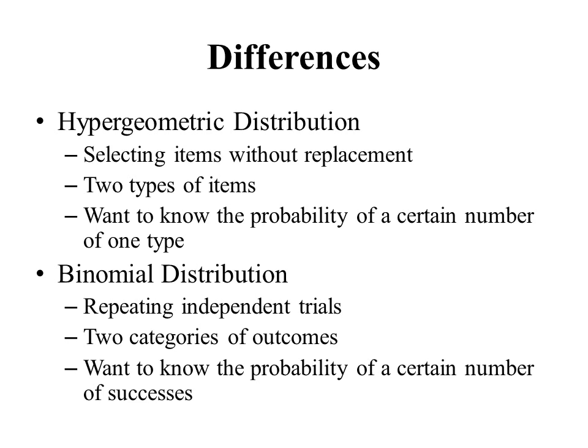And so again, these two types of distributions are similar. To determine which one to use, ask yourself, am I selecting items or am I repeating independent trials? If I'm selecting items, then it's a hypergeometric. If we're repeating independent trials, then it's a binomial distribution.